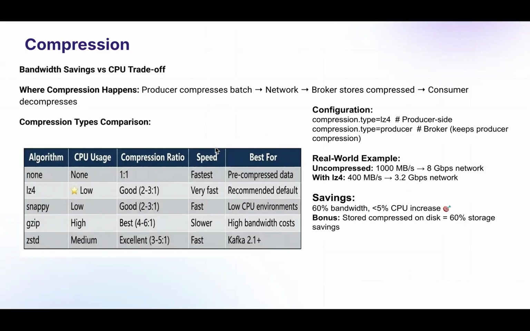ZSTD is newer, available in Kafka 2.1, and gives you excellent compression with reasonable CPU usage. It is becoming more popular. The configuration is simple: compression.type equals LZ4 on the producer side. On the broker side, set compression.type equals producer to keep whatever compression the producer used. Look at a real world example.